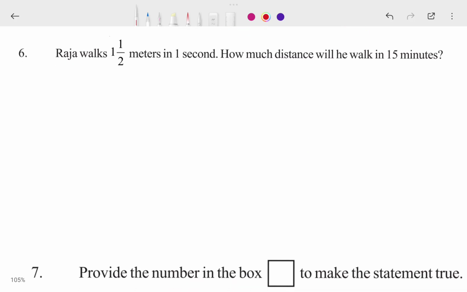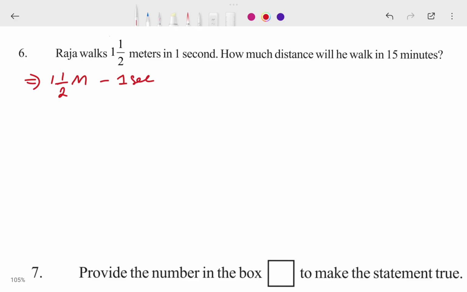Okay, so your sixth question is that Raju walks 1/2 meters in 1 second. So how many seconds does Raju walk? Raju walks 1 by 2 meters. Okay, you have to write meter. In meter, in how many seconds? In 1 second. Okay, 1 second he is walking.